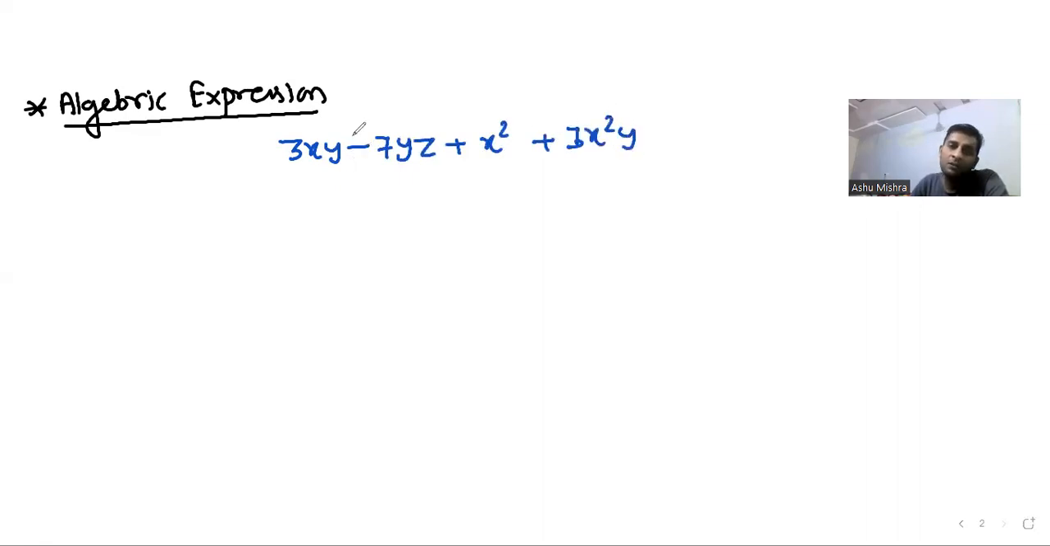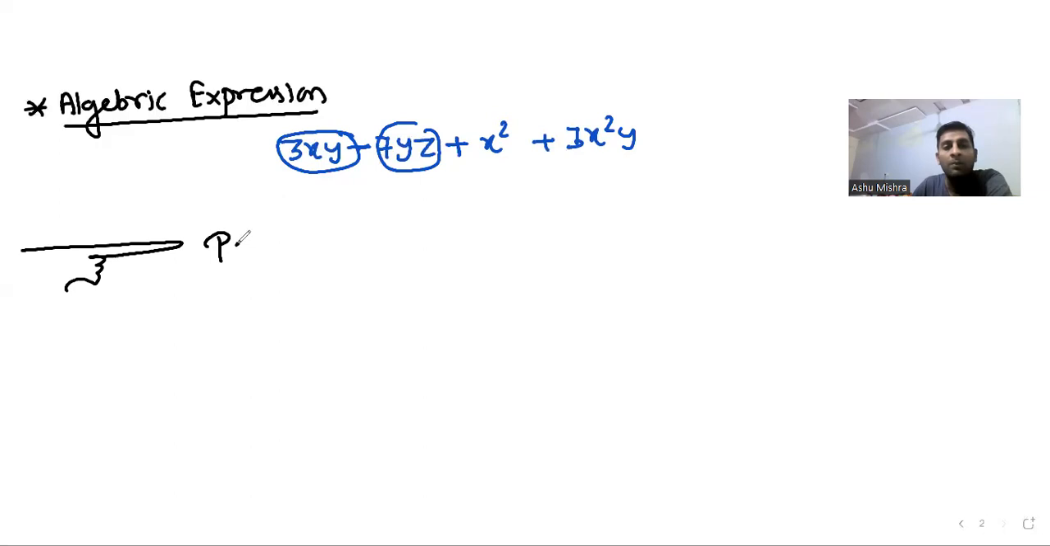Each part is known as what? Term. And each term is separated by what? Plus or minus sign. The combination of terms with plus or minus signs is known as an algebraic expression. And after that, our first topic of Class 10, Chapter 2, which is polynomial.